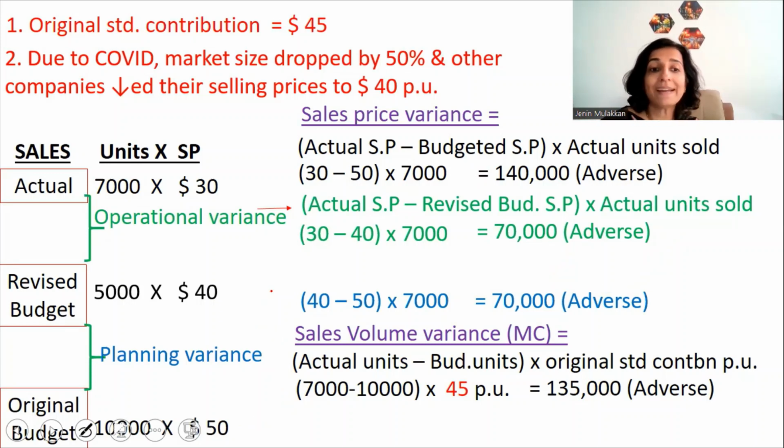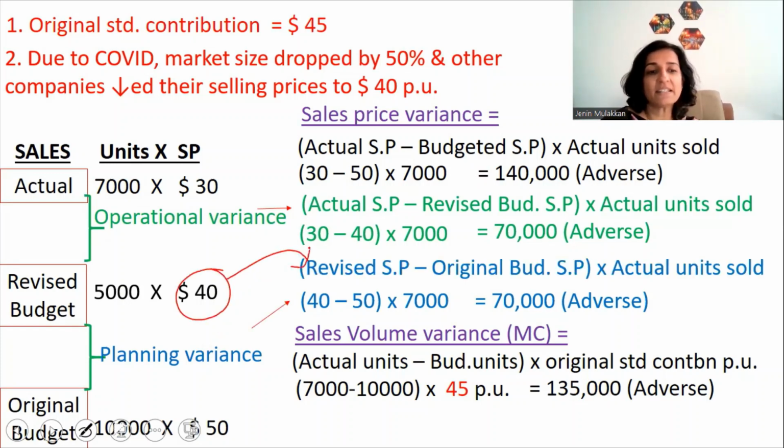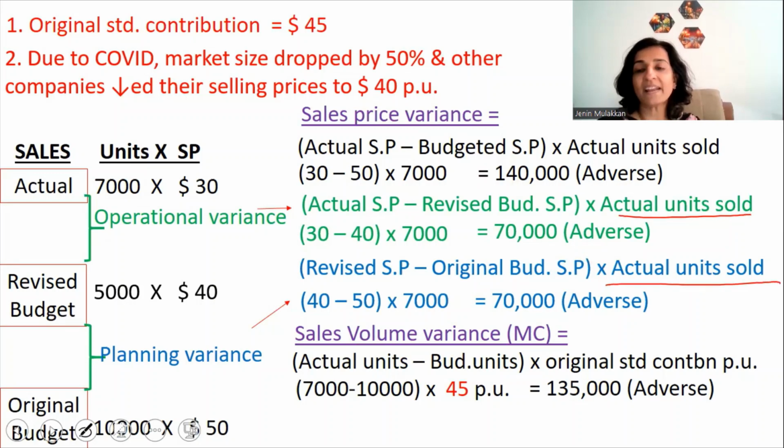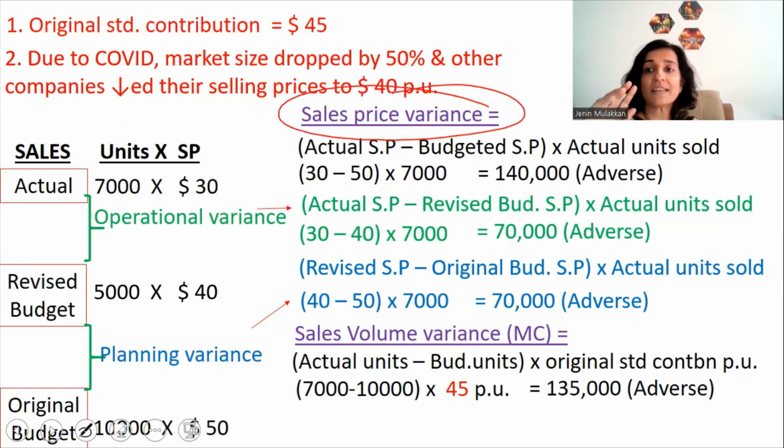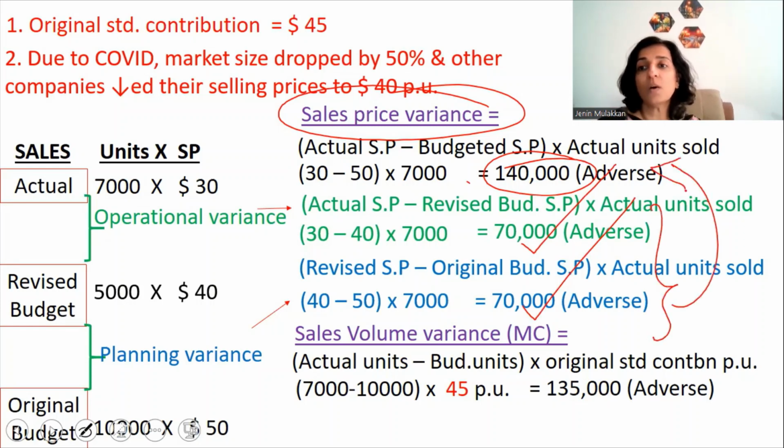Now here again, if we are to write the planning variance as a formula, it is revised selling price minus the original budgeted selling price multiplied by actual units sold. So always remember, outside the bracket, it is always actual units sold. It is only inside the bracket that we have actually made a split of the selling prices. So if you notice here, the sales price variance according to the traditional method was 140,000, split into the operational variance 70,000 and planning variance 70,000. So the total matches with the $140,000. So our answer is right.